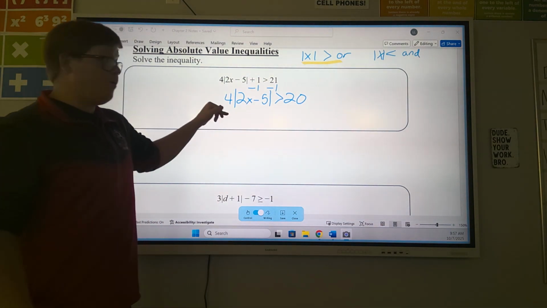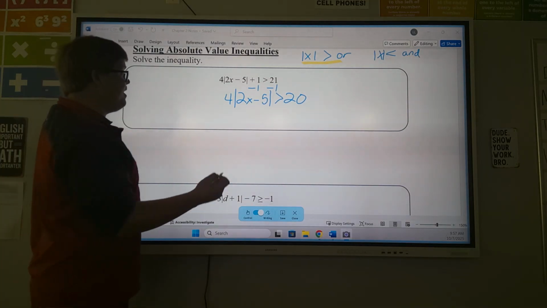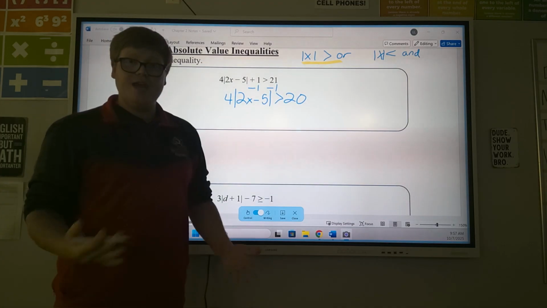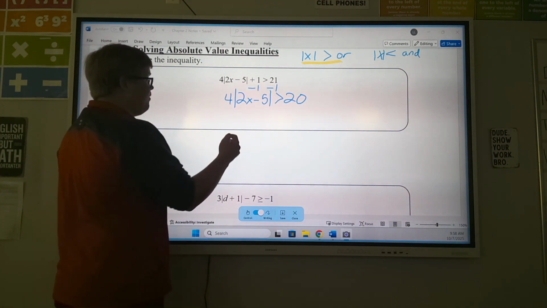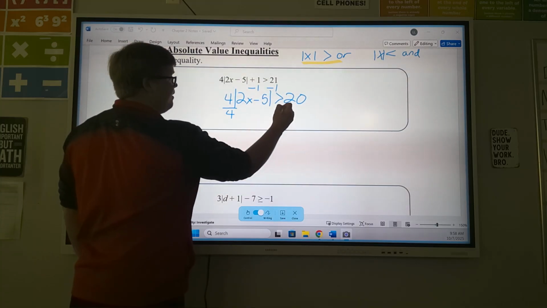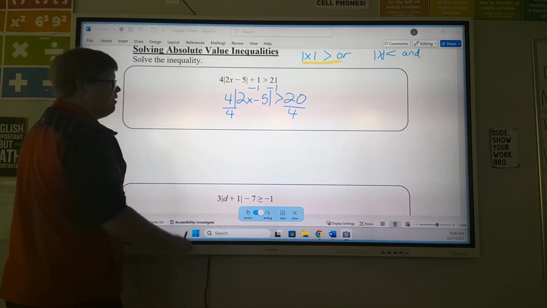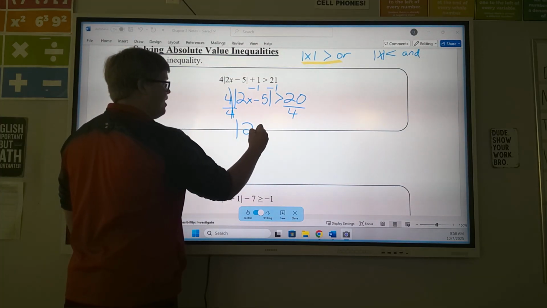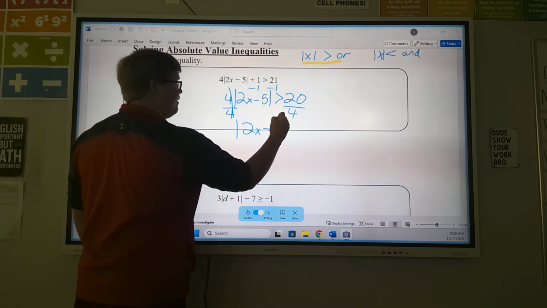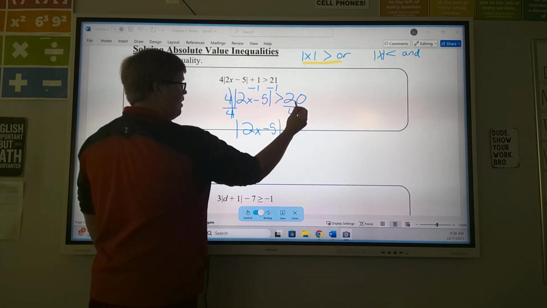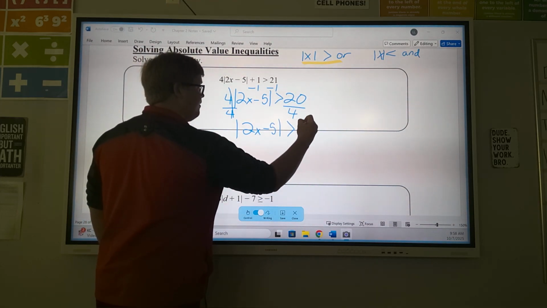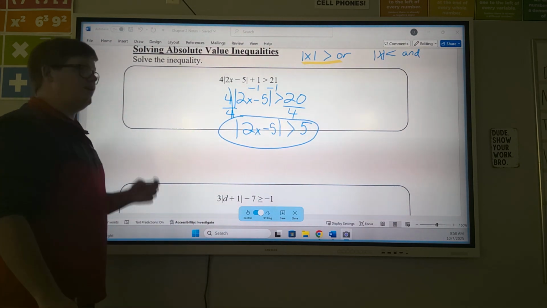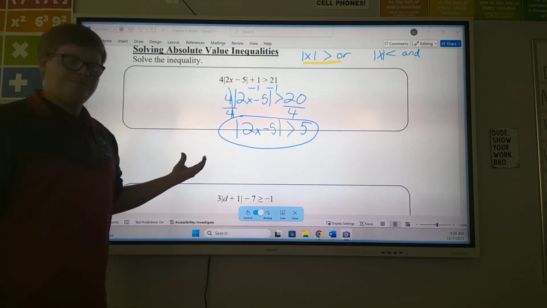The final step is we have to make sure this absolute value is by itself. Right now it's not, there's a 4 here. Now your instinct may be, I want to distribute that 4. With an absolute value, it's a lot easier if we just get rid of the 4, and all we have to do is divide by 4. When we divide by 4, that cancels. We're left with the absolute value of 2x minus 5 is greater than 20 divided by 4, which is 5. So now this is our absolute value inequality that we are going to solve.